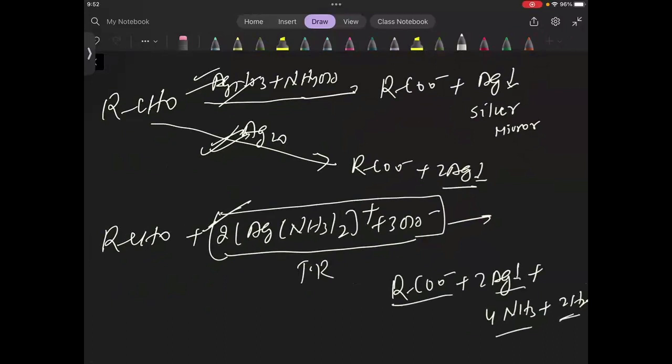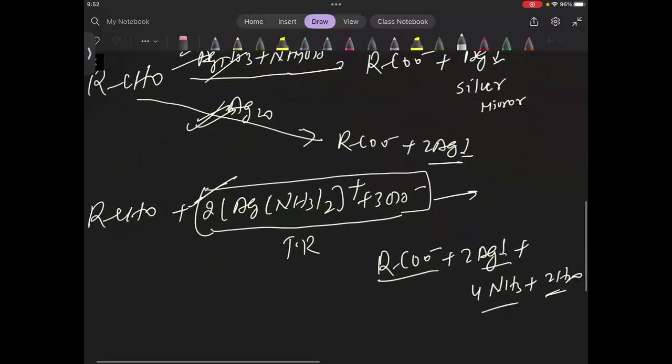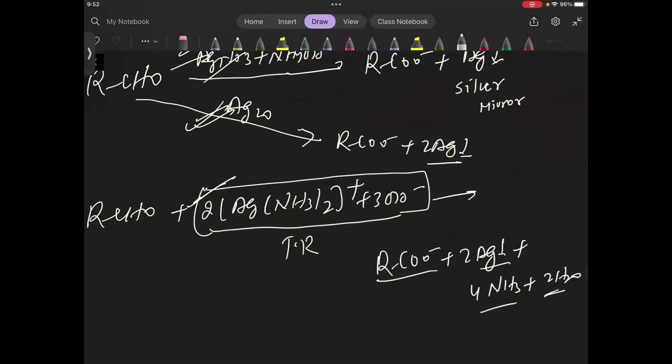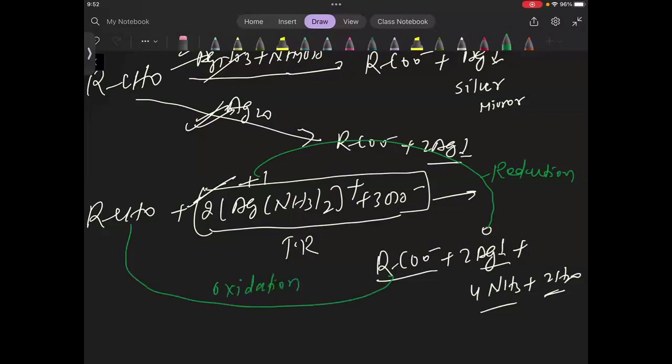Now the point is, you can see here Ag+ has oxidation state plus 1, and here it is 0 oxidation state. Are you observing one thing? Plus 1 to 0 is coming, that is, a reduction process is happening. Here RCHO is undergoing oxidation. There is an oxidation, there is a reduction, so it is completely a redox reaction.